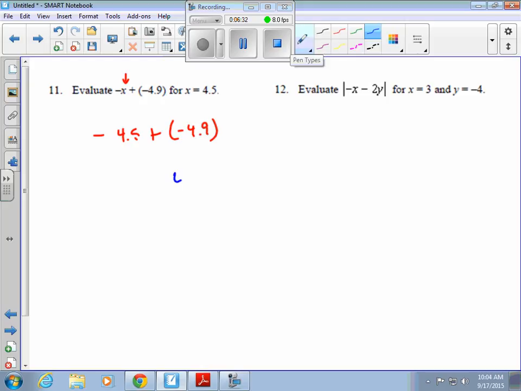5 plus 9 is 14. Carry your 1. 4 plus 4 is 8. Plus 1 is 9. So you have 9.4, and you keep the common sign. It was negative for both of them, so it's negative 9.4.